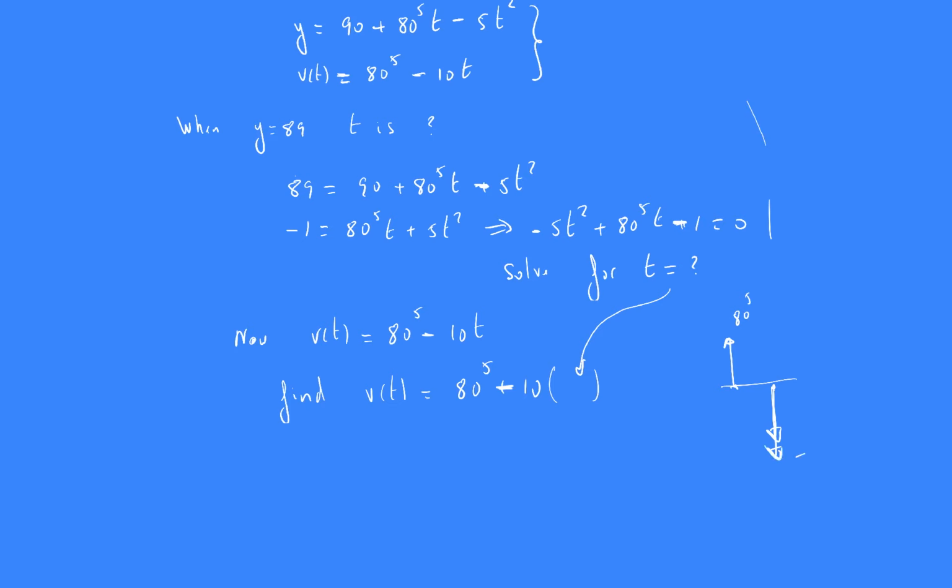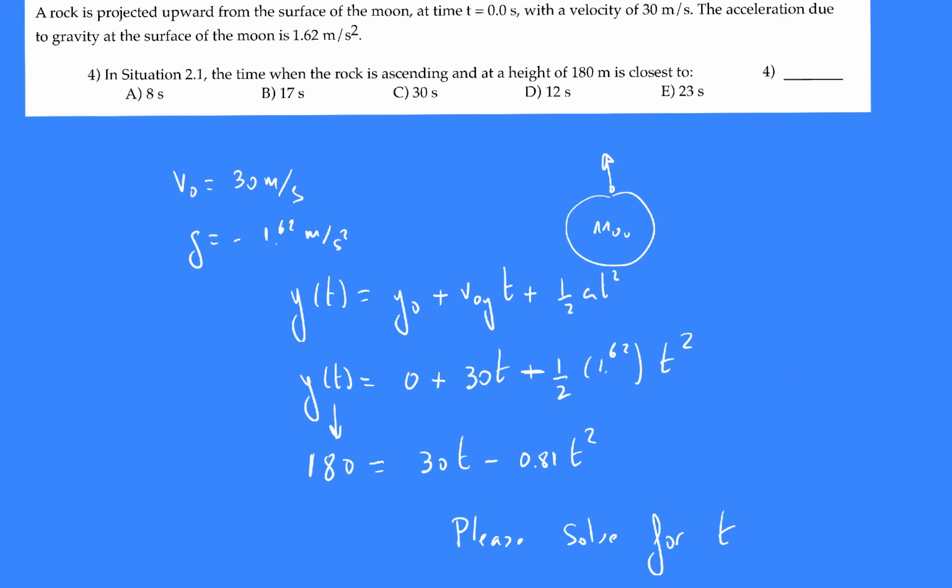The result will be maybe 83 meters per second, but negative, going downwards. So check it. You check it. Okay, and this problem is more or less the same one. Now the acceleration is 1.62 going downwards, minus 1.62.